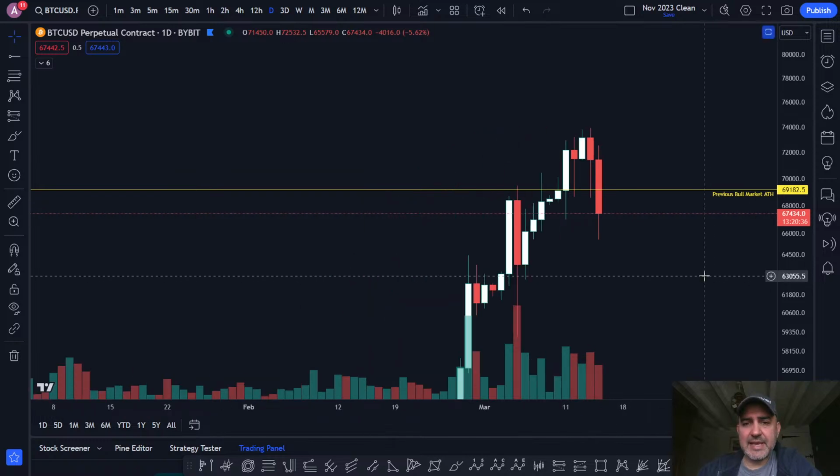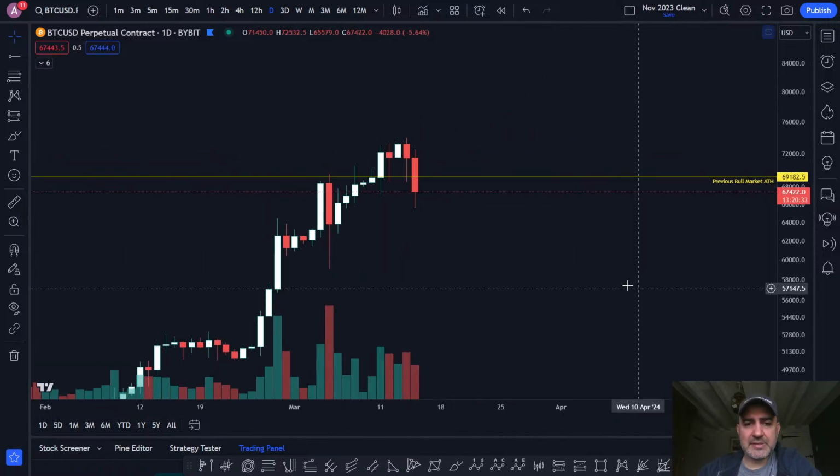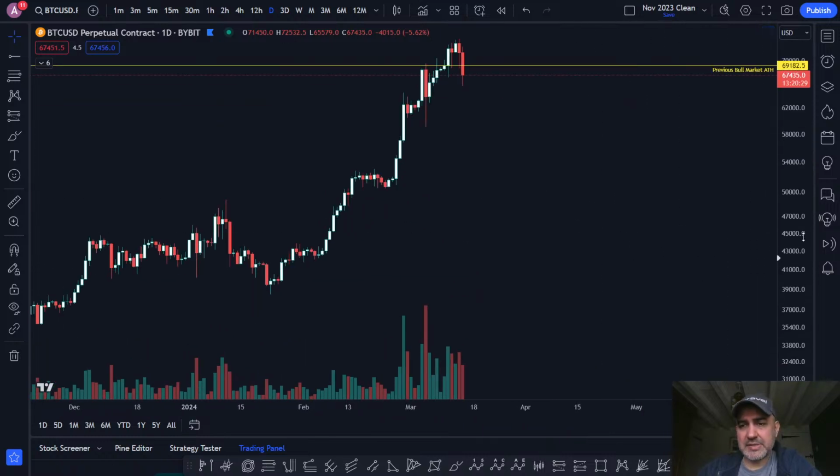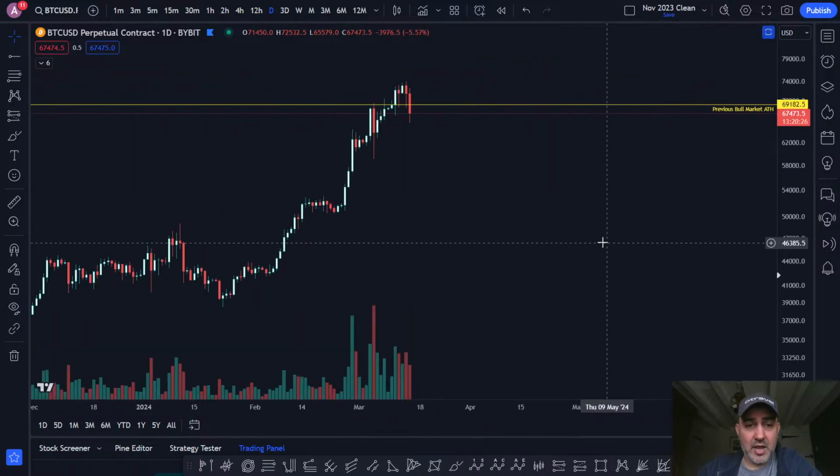I think we needed to see a bit of a sell-off, and the reason why is because I can't see how we can go up without correcting. And so now the question is, how far are we going to correct? Are we going to correct?